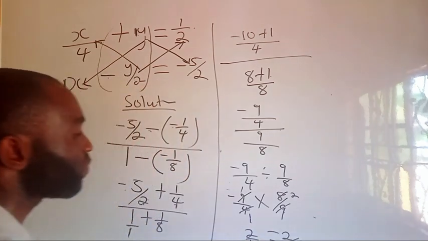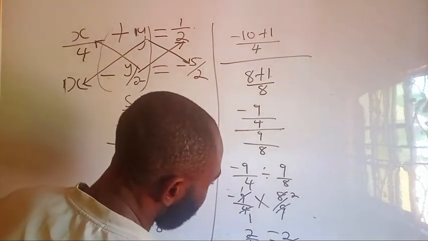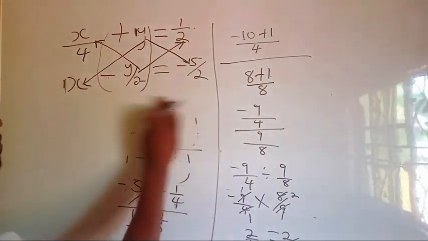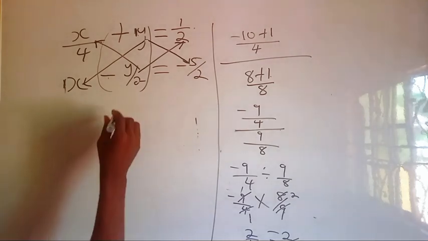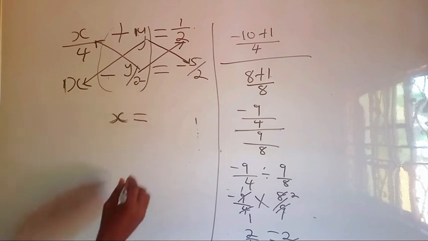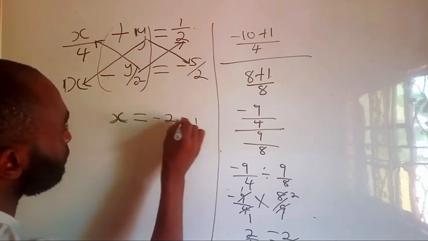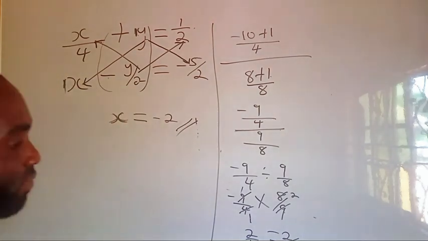And this is the same thing as 2. So the value of x in this equation, let's claim it back here. So x is equal to what? x is equal to minus 2, right? x is equal to minus 2.